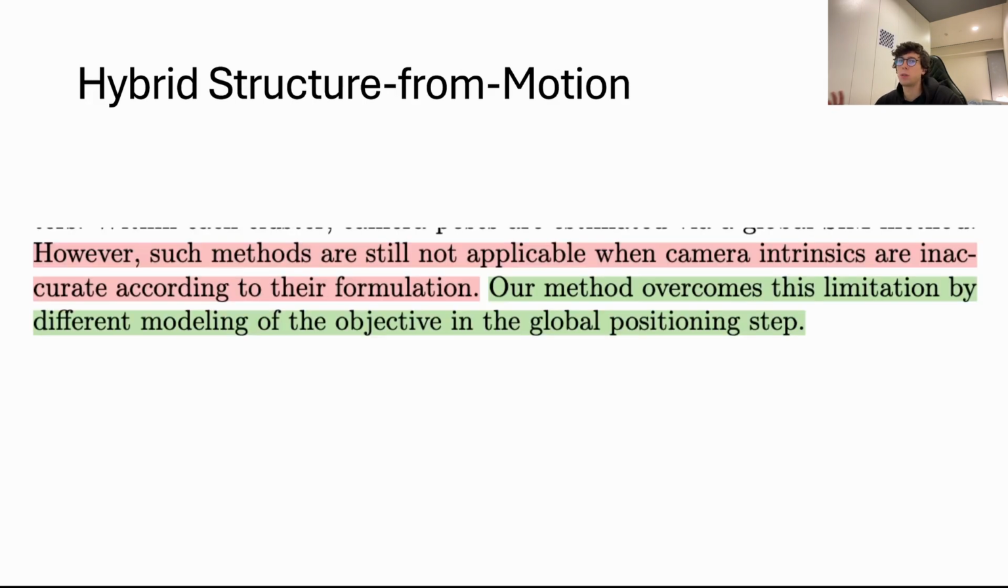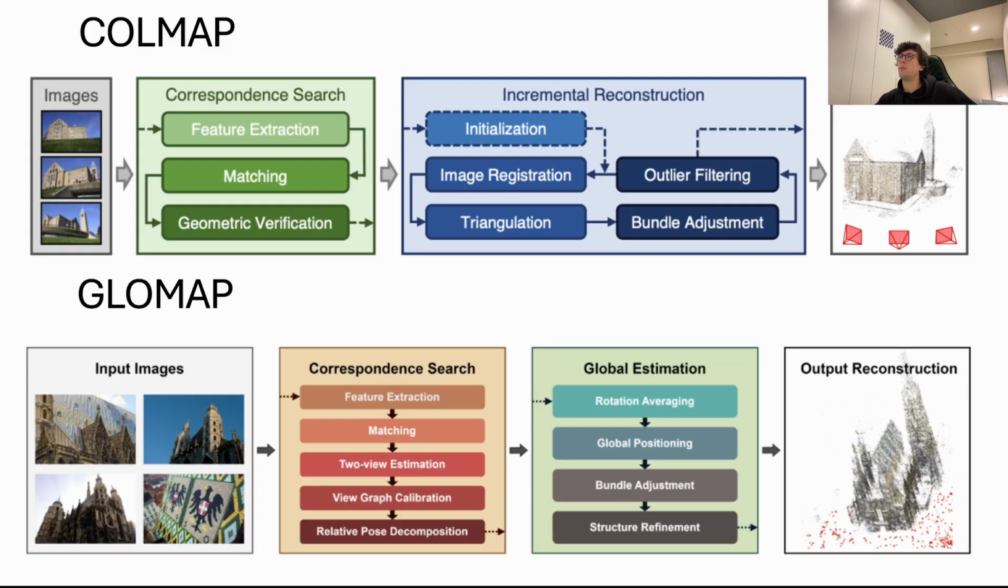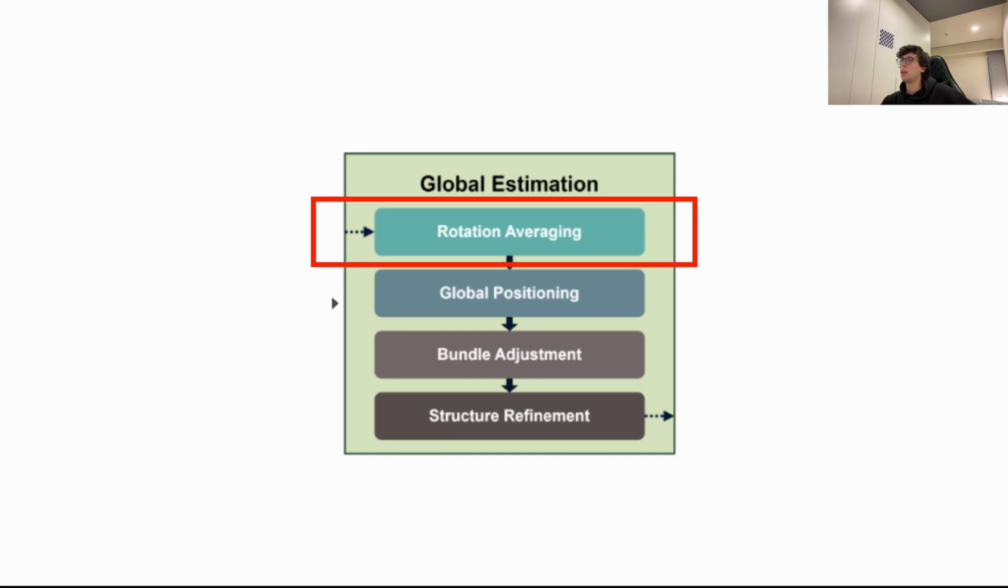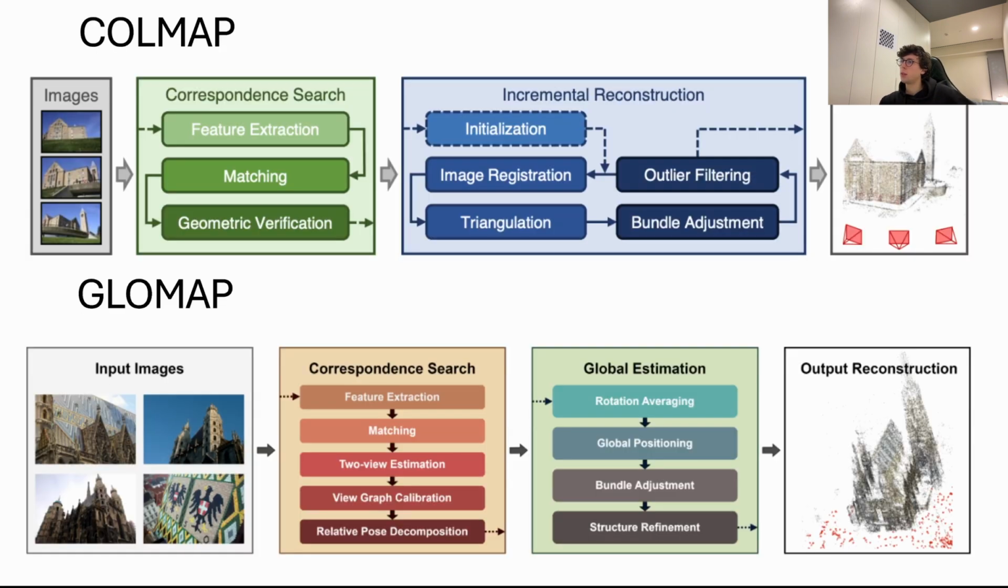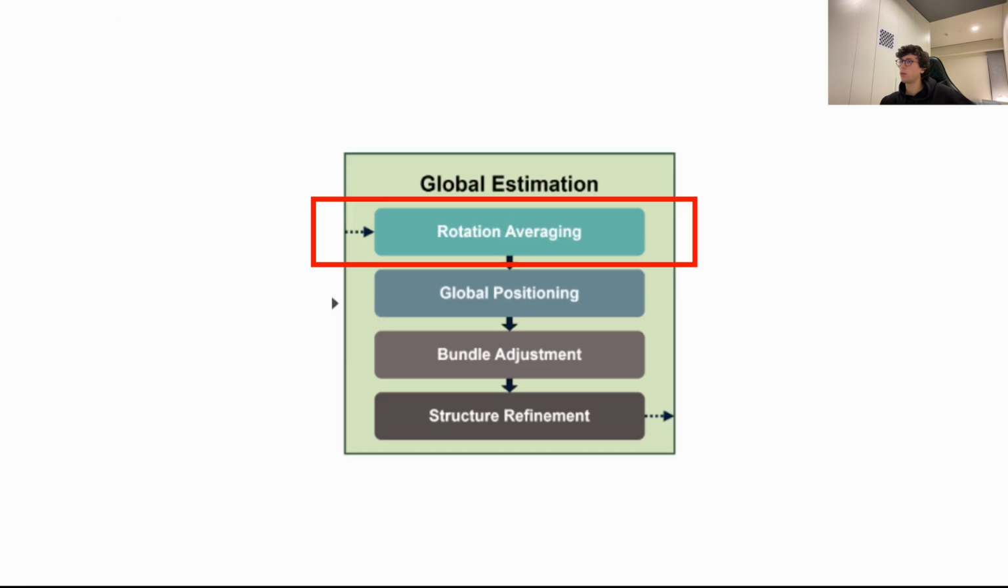Then they go over some hybrid structure for motion, and then they say it doesn't really work according to their formulation, and their method even overcomes this. So as technical contribution, we now have an idea of the difference between GLOMAP and COLMAP. And now we're going to focus exactly on their technical contribution. So we are going to focus on the global estimation part, especially the rotation averaging.